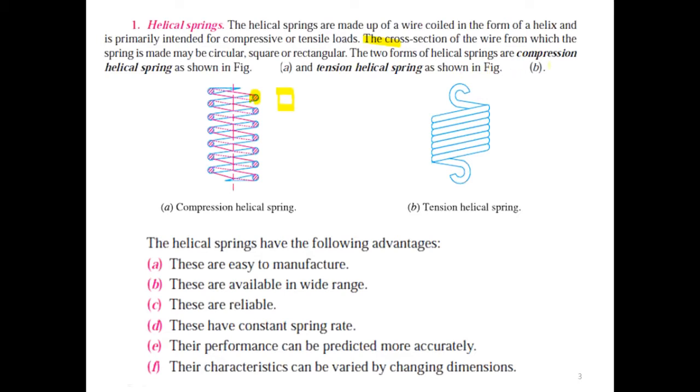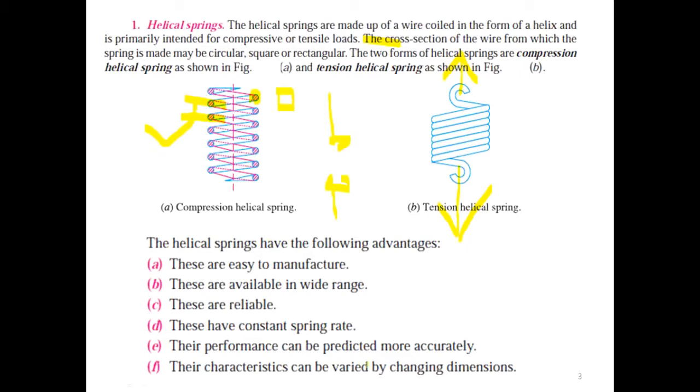The two forms of helical spring are the compression helical spring and the tension helical spring. In the compression spring, you apply the forces on the spring towards the surface of the spring. The other is the tension helical spring, where you apply the forces in this direction. For the tension helical spring, the gap between two adjacent coils is null, and for the compression helical spring, there is some gap between adjacent coils, the 1 and the 2. This is the main difference between the compression helical spring and the tension helical spring.